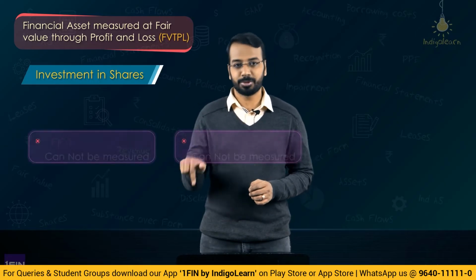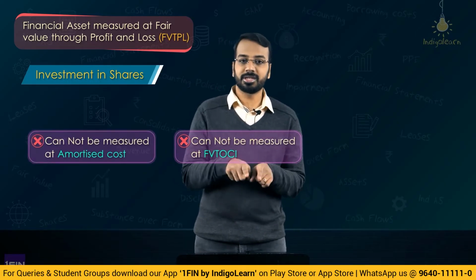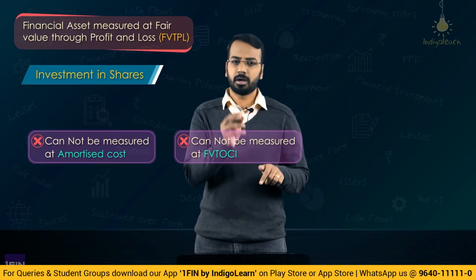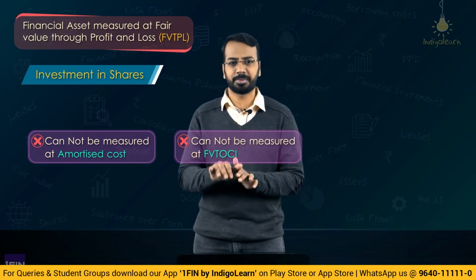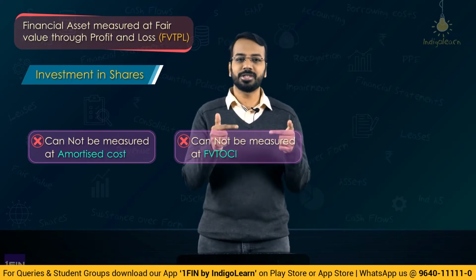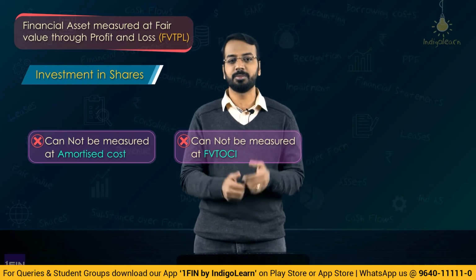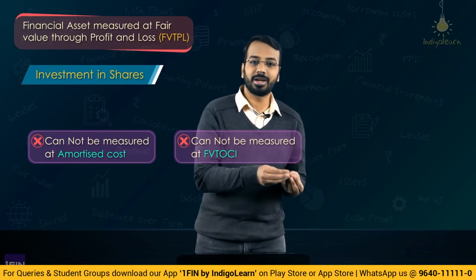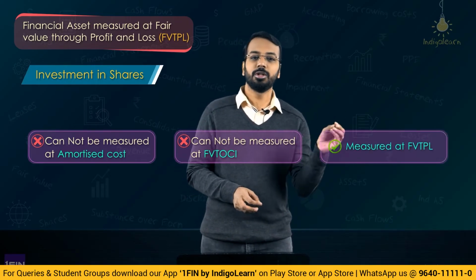So for example, if you have invested in shares of another company, now that will not be measured at amortized cost. That will also not be measured at fair value through OCI. Of course, there is a small exception that I will come to separately, but generally you will not measure it at fair value through other comprehensive income. So you will put that under the residual category, which is fair value through P&L.